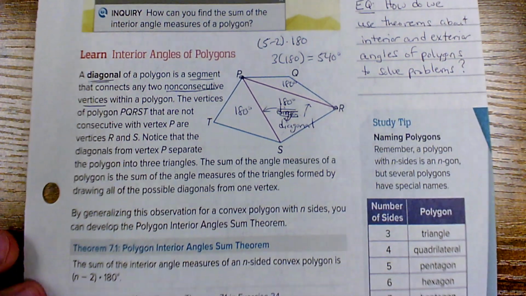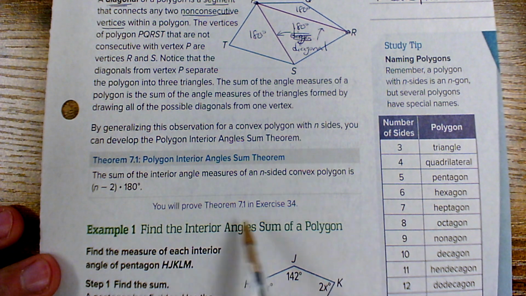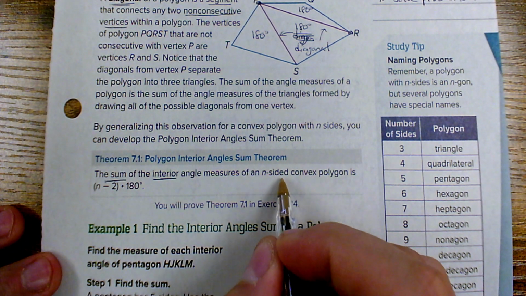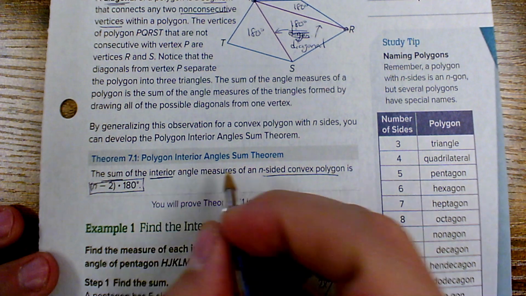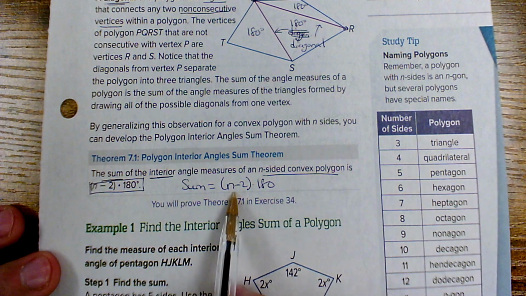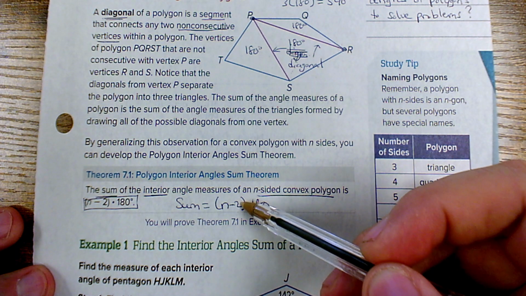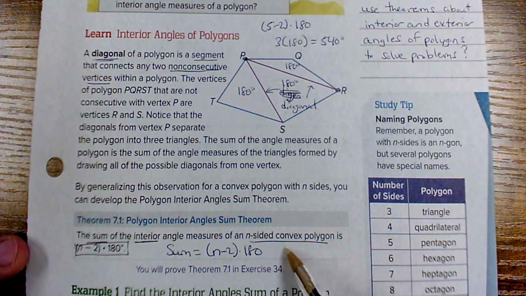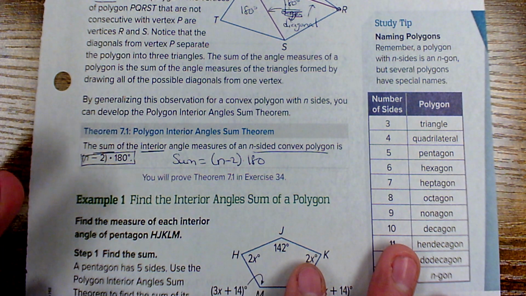This is listed in general as follows. Theorem 7.1, polygon interior angle sum theorem. The sum of the interior angles of an n-sided convex polygon is as follows. Let me just box that because that's a formula. The sum is equal to n minus 2 times 180. This mirrors exactly what we did here, where we had 5 sides, so n is 5. 5 minus 2 is 3. 3 times 180, which is exactly what we had here. And there is the theorem, your first theorem for interior angles of any polygon. This even works for a triangle as well.